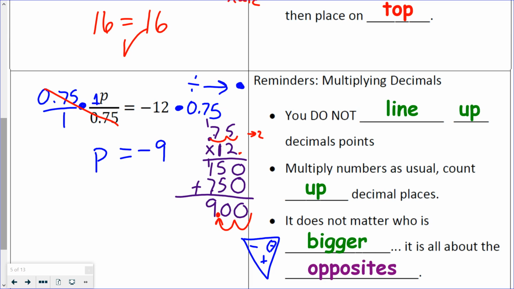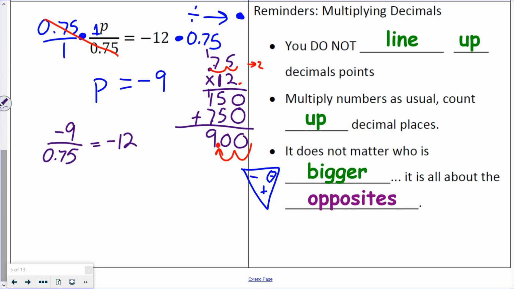All right, so the next thing I need to do is check my work. All I have to do is plug in -9 where P is and see if it equals a -12. Okay, so if I have 75 cents times 9, well, that makes 45. Wait, I'm not multiplying, I need to divide. I'm going the wrong way.